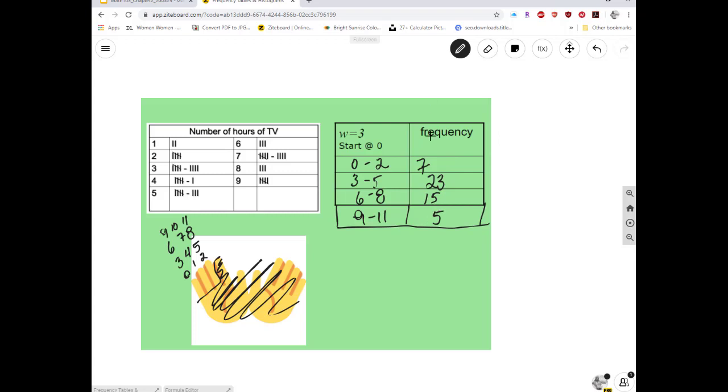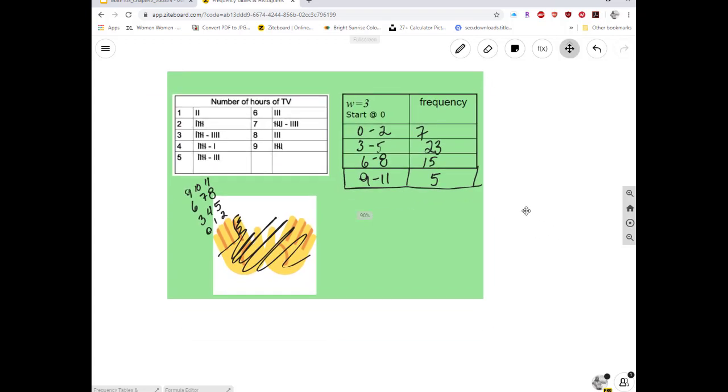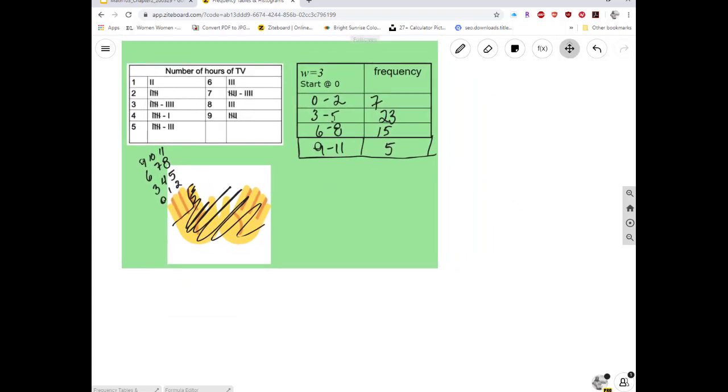Okay, so I have my intervals. This time, the greatest frequency is right here, people that have watched television between 3 to 5 hours. Now let's see what this is going to look like in terms of a histogram.